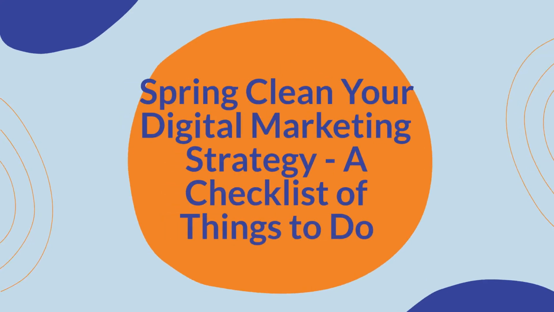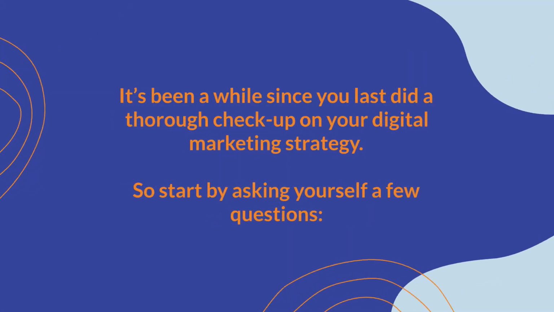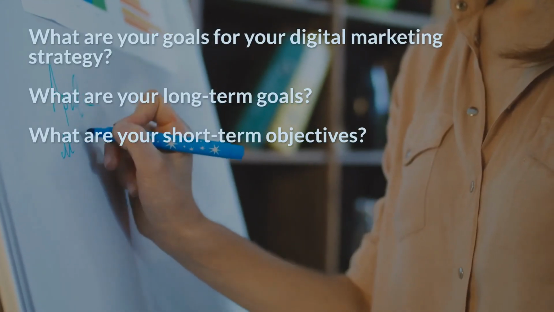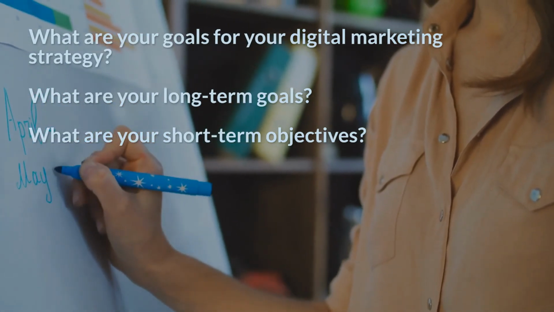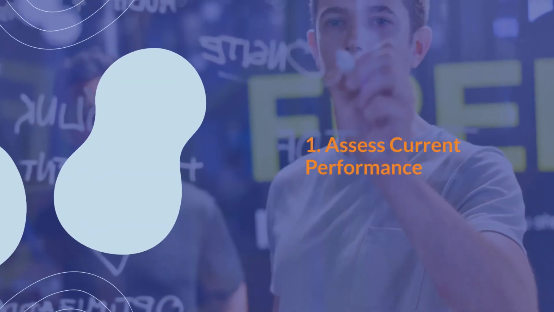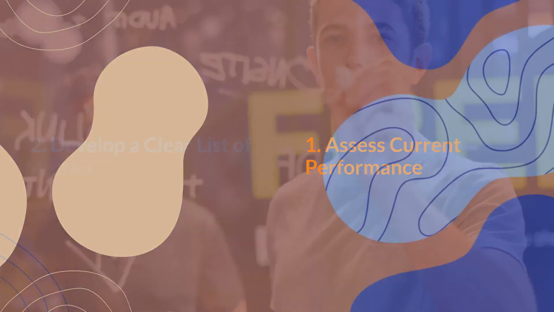It's that time of year again to spring clean your digital marketing strategy. It's probably been a while since you've last done a thorough checkup on your digital marketing strategy. So start by asking yourself a few questions, like what are your long-term goals and short-term objectives specific to your digital marketing strategy? Assess your current performance and see what's working well and areas that need improvement.